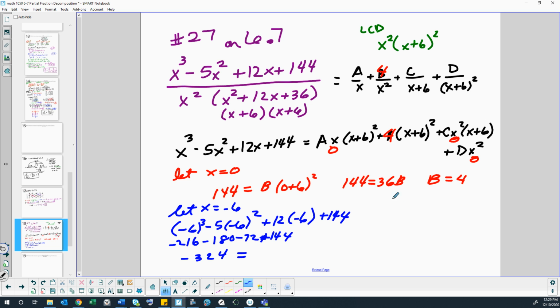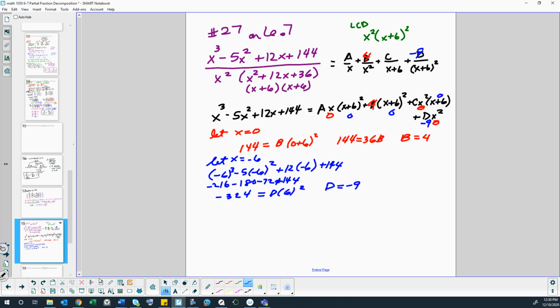Okay, the rest of this is going to be a lot easier because when we plug in that negative 6, we get a 0 here, we get a 0 here, we get a 0 here. So that will just leave us with d times 6 squared, which would be 36d. So we take our negative 324 and we divide by 36, and we get negative 9. So that means anywhere that we have a d, we can throw in that negative 9 instead if we want. Okay, we have 2 out of 4 of our numbers.